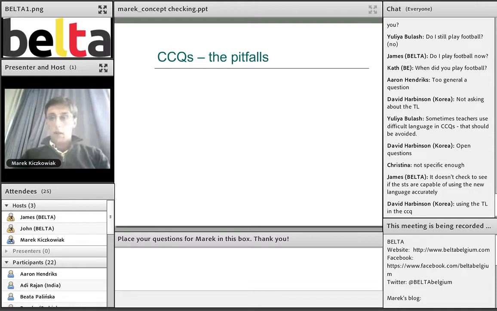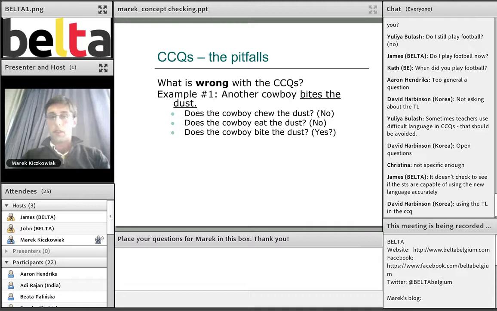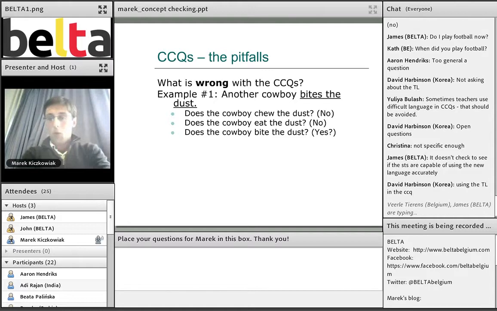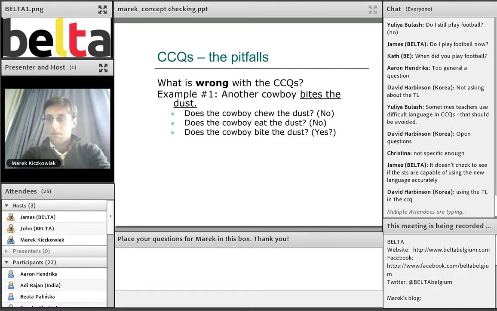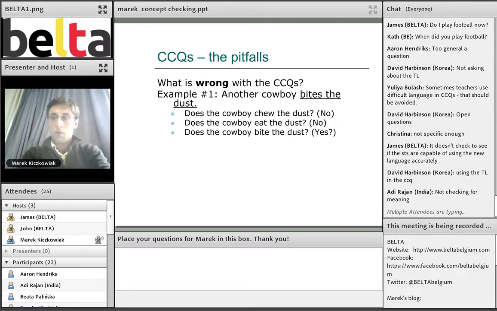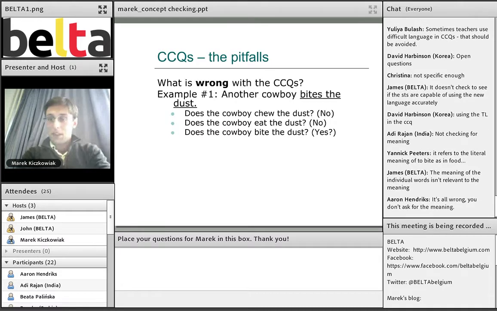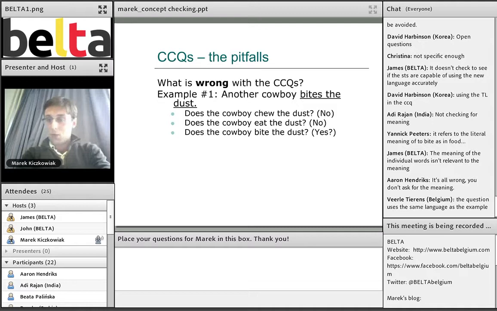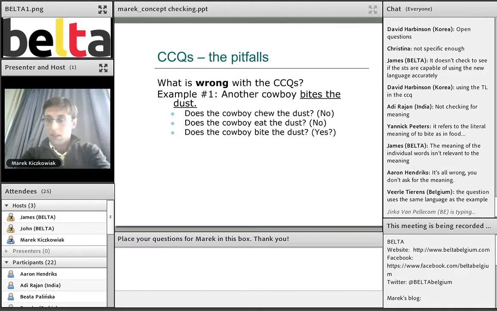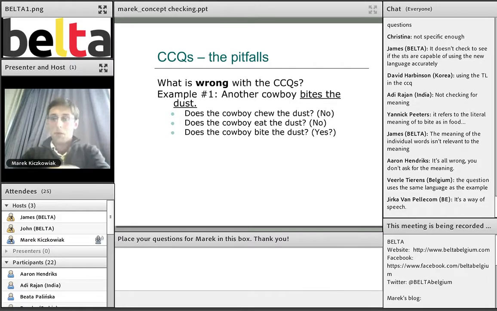Okay, let's just see what we come up with here. Can you try and identify what's wrong with these CCQs? So the sentence was, "Another cowboy bites the dust," and there are 3 CCQs. Does the cowboy chew the dust? Does the cowboy eat the dust? Does the cowboy bite the dust? And what's wrong with them? Not checking for meaning? Definitely, yeah. Refers to the literal meaning, yeah, absolutely. Meaning of individual words, not relevant to the actual meaning, it's all wrong. Yeah, very good. Question uses the same language as in the example, yeah, absolutely.